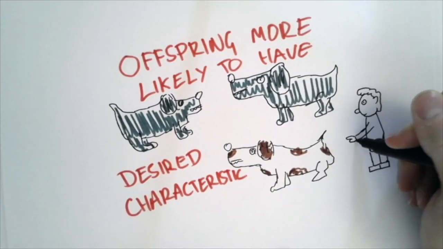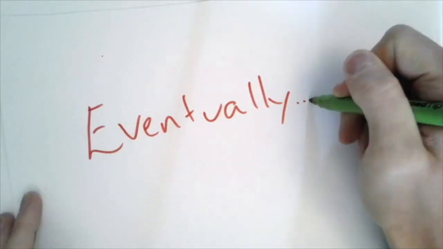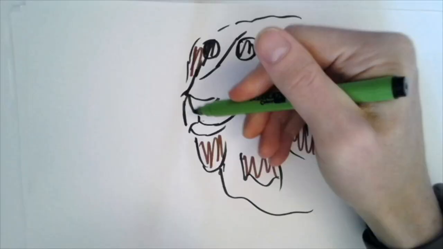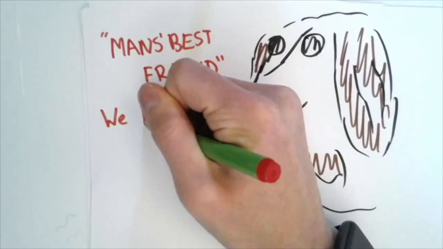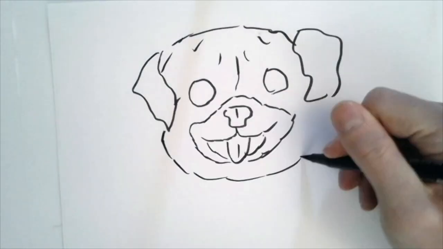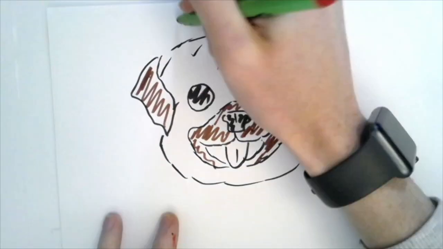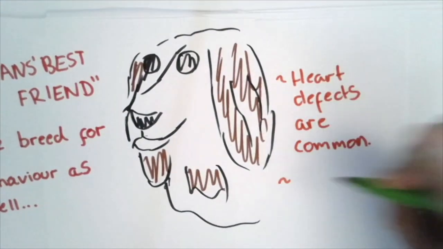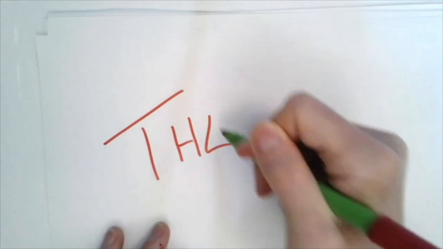And then over time, another mutation would occur to give us an even more desirable characteristic. And eventually we end up with the version of Sunny we see today that we refer to as man's best friend, because we've bred for behaviour as well as characteristics. However, in doing this selective breeding, we're also promoting undesirable characteristics because we are diluting the gene pool. And this is why pugs have breathing problems and dogs like Sunny have heart defects and things like that. And we'll look at that a little more in just a second.